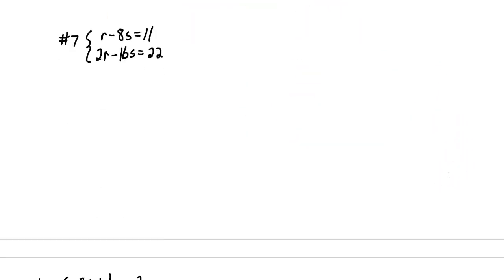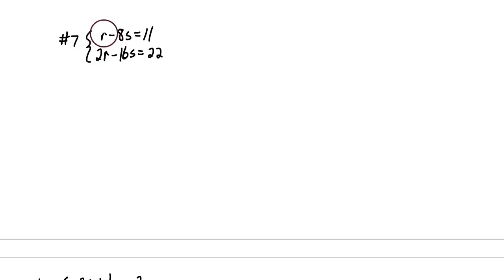Next, number 7. We need to make a decision about what technique is the fastest way to solve the system. Should we try to eliminate variables when we combine, or should we solve for one of the variables in terms of the other and substitute? It's our choice which we do. I'm going to use elimination method.